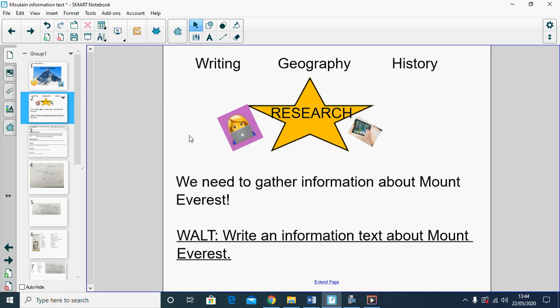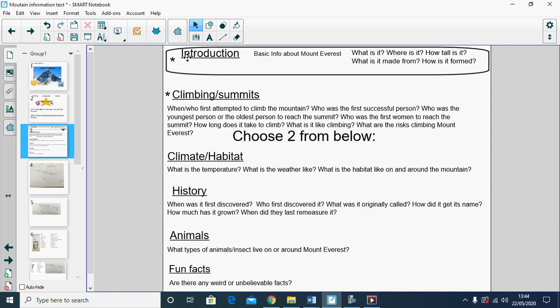So what do we need to research, and what do we need to include in our information text? So if it's got a star next to it, it means that it's a non-negotiable. You need to research about it, and it needs to be included in your information text. So the first bit is going to be your introduction. That always comes first, doesn't it? And in your introduction, you need to find basic information about Mount Everest.